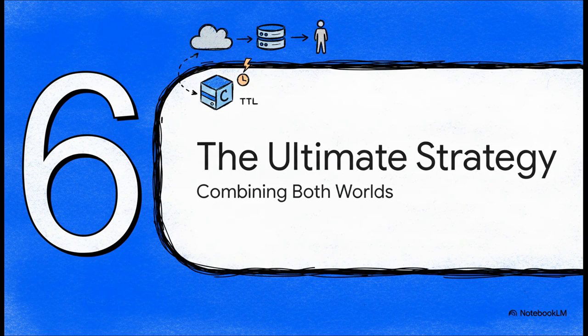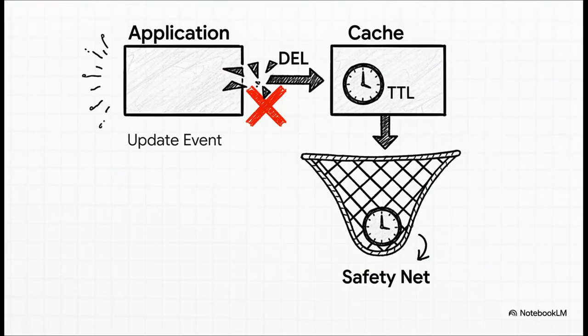Okay, so we've got the passive, time-based approach with TTL and the active, direct deletion approach with invalidation. So which one should you use? Well, it turns out the best practice is not to choose. It's to use both. And this is really the most robust, professional way to do it. You use active invalidation as your main strategy. When data changes, you zap it from the cache immediately. That gives you maximum freshness.